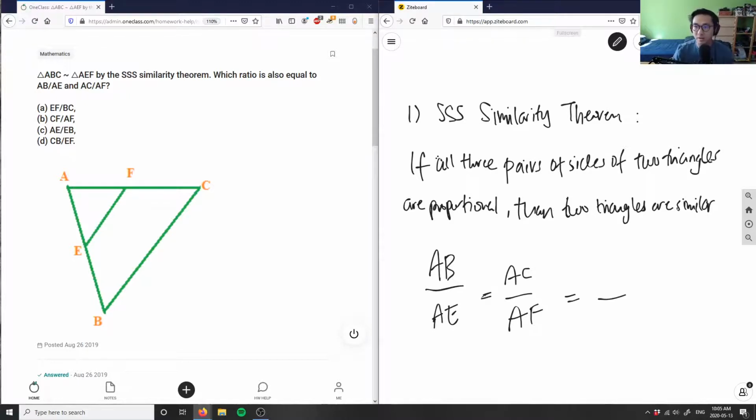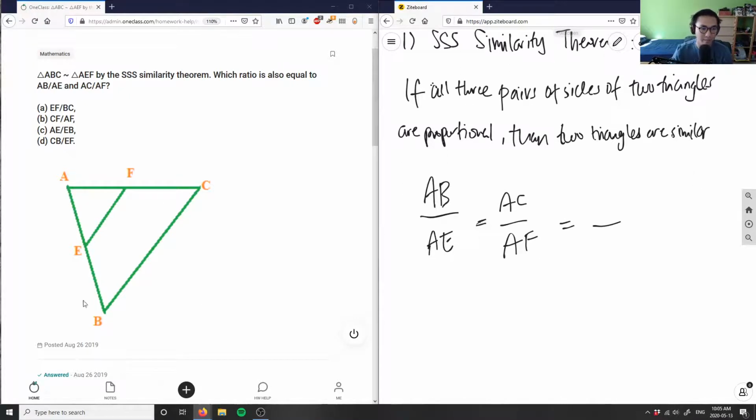Let me look at these two first. AB over AE is a 2 to 1 ratio, since AB is twice as long as AE. AC is also twice as long as AF. So we're focused on this side and this side, and the longer side comes first, then the smaller triangle's side. The bigger side and the smaller side, each time.